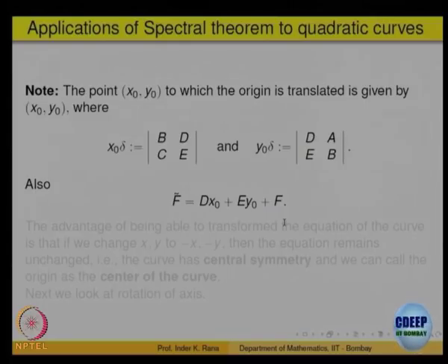So, what is the advantage of canonical form? X square plus y square equal to something, that is the canonical form of a curve. What is the advantage? There is symmetry here. If we change x to minus x and y to minus y, the curve remains the same. What about an ellipse? That also has the same property. So, canonical forms have central symmetry also. That is one advantage.